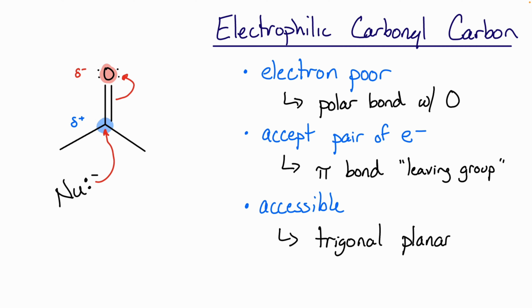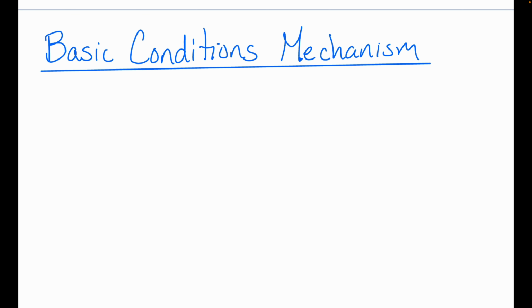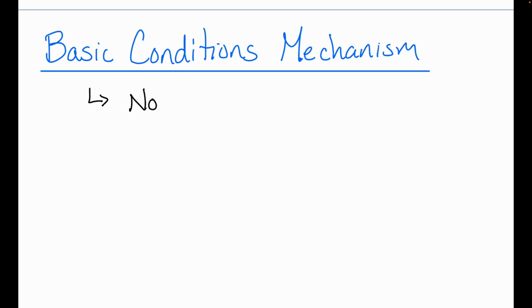All right. We spent a lot of time last week, and we're going to do so again, talking about these different conditions for our reaction mechanisms. So we're first going to look at what's generally the easier of the two. That is our basic conditions mechanism. All right, and remember what we said: to be under basic conditions, we should have no positively charged intermediates.